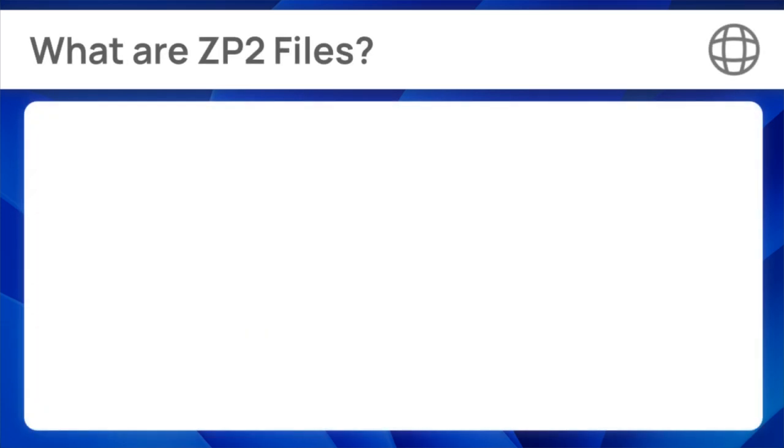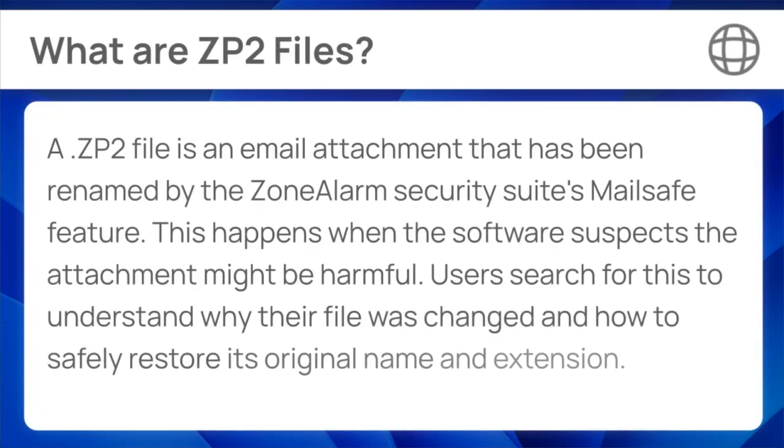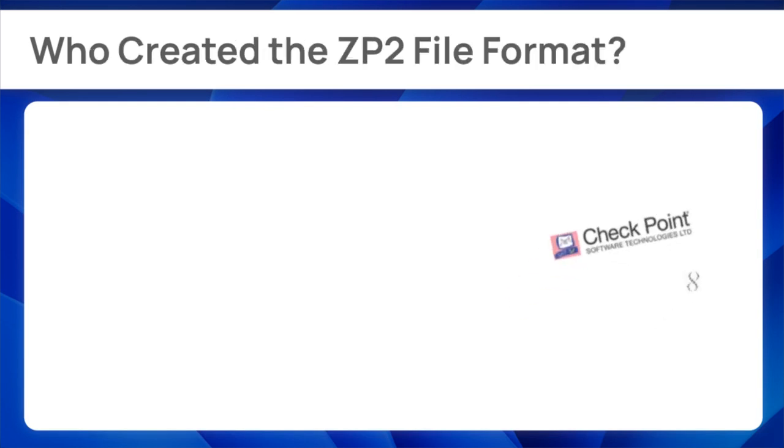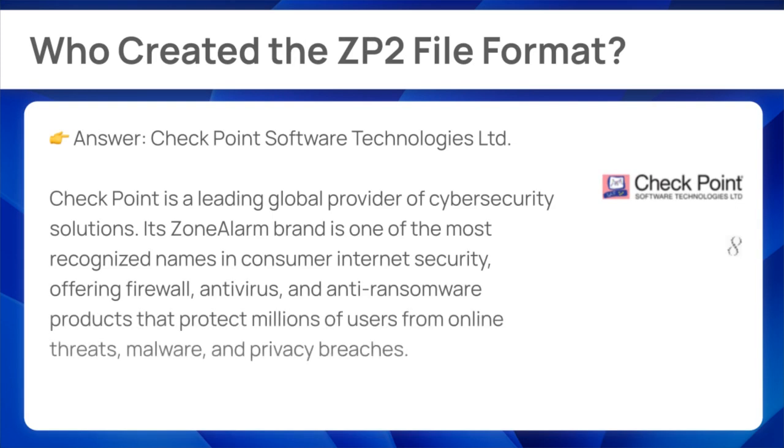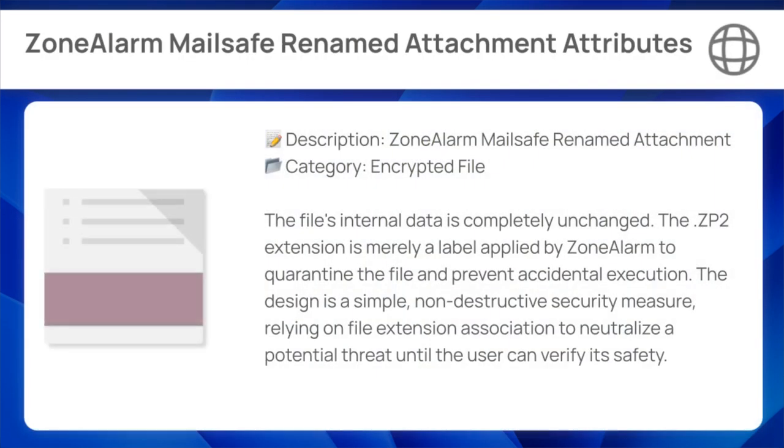A ZP2 file is an email attachment that has been renamed by the ZoneAlarm Security Suite's Mailsafe feature. This happens when the software suspects the attachment might be harmful. Users search for this to understand why their file was changed and how to safely restore its original name and extension. The file's internal data is completely unchanged.